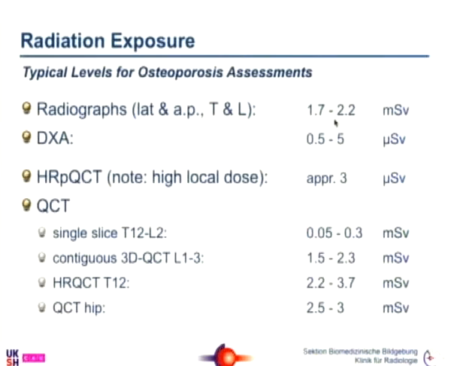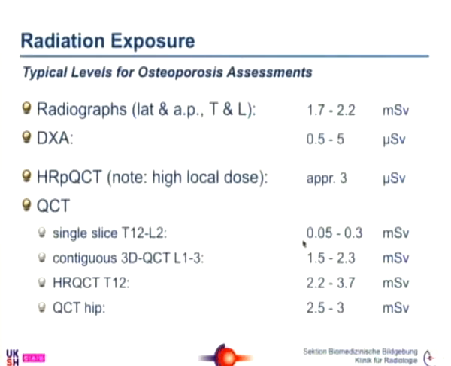On the top you see the radiographs, the conventional radiographs that you take to study vertebral fractures. The radiation dose is on the order of 2 millisieverts. Actually, the annual natural irradiation is 2.4 millisieverts in Europe. DEXA, we are at a level 100 to 1,000 times lower, in the area of microsieverts. So this is really absolutely negligible.